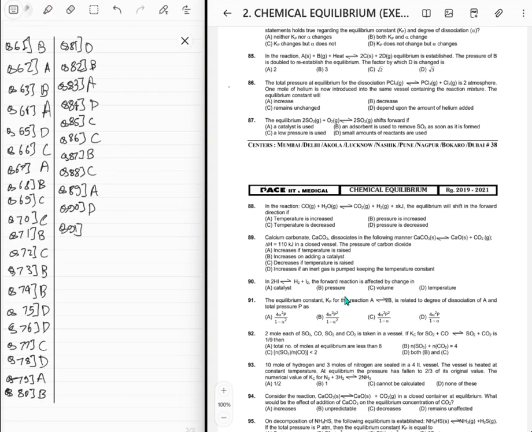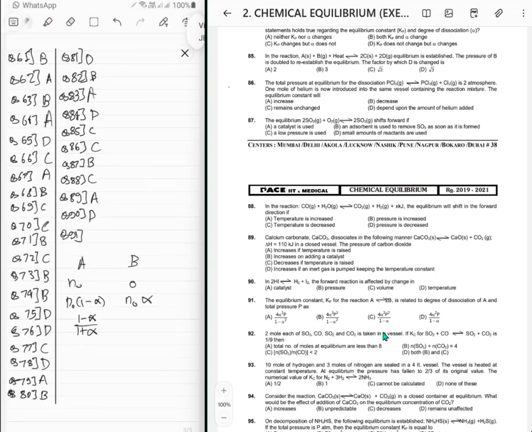The equilibrium constant Kp for the reaction is related to the degree of dissociation of A and total pressure P. So A gives 2B, huh? Right, so total pressure. This is the kind of question where you need to use mole fraction. So let's just do this. A and B. Initially, say you had n naught moles of A and 0 moles of B. Then after that, you will have n naught into 1 minus alpha moles of A and 2 n naught alpha moles of B. So what's the mole fraction of A at this point? It's just 1 minus alpha upon 1 plus alpha.